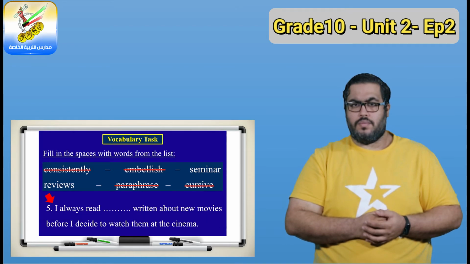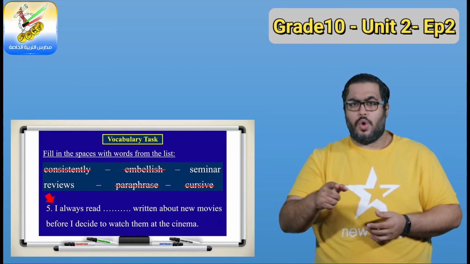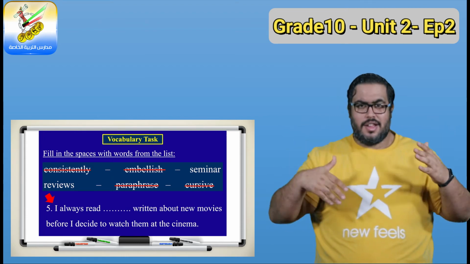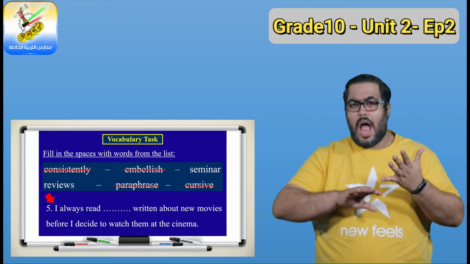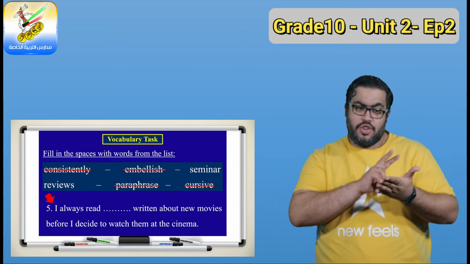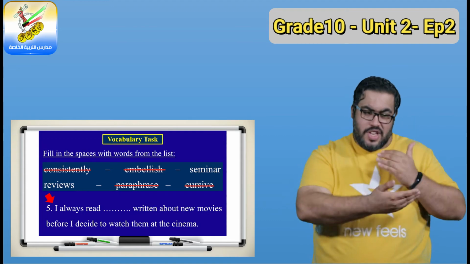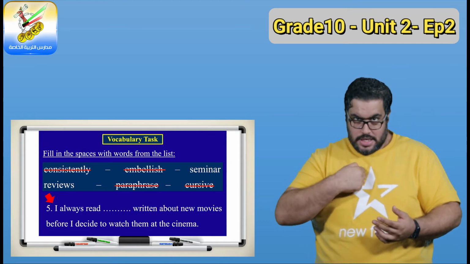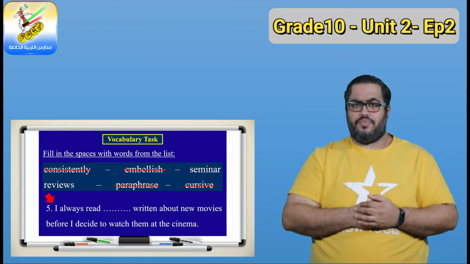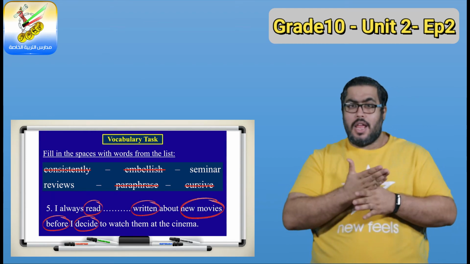Here we have sentence number 5. I always read blank written about new movies before I decide to watch them at the cinema. We've all done this before going to watch a movie, right? Because we want to make sure that this new movie gives us a good experience. So look for the keywords. We have multiple keywords here.